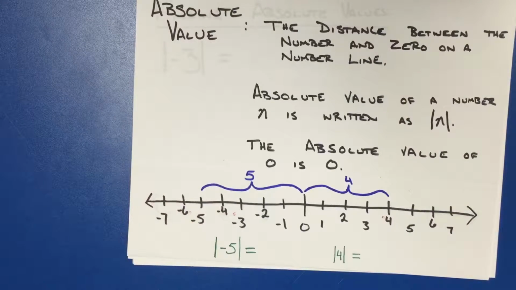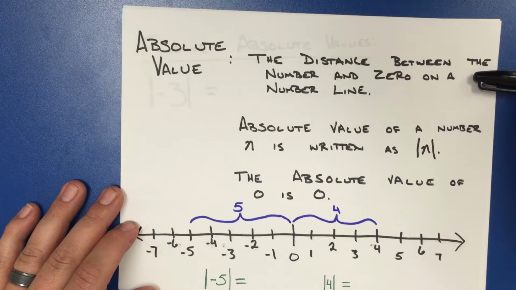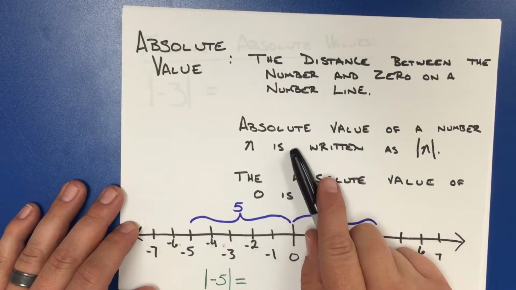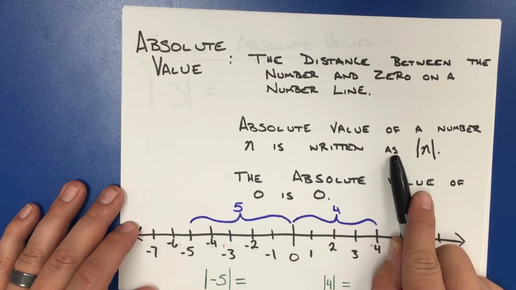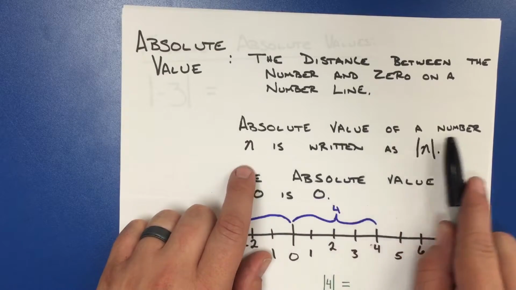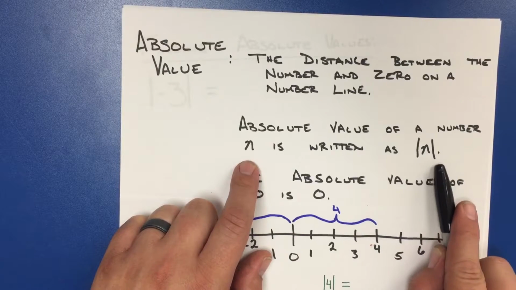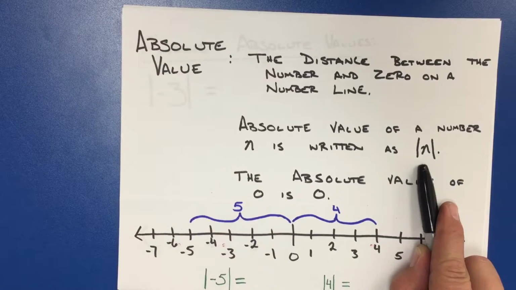Now, if I turn to the next page, page 58, I have another vocabulary term, which is absolute value. Absolute value refers to the distance between the number that you're talking about and 0 on a number line. The absolute value of a number n is written as n inside these little bars. Anytime you see those little bars, that means absolute value.